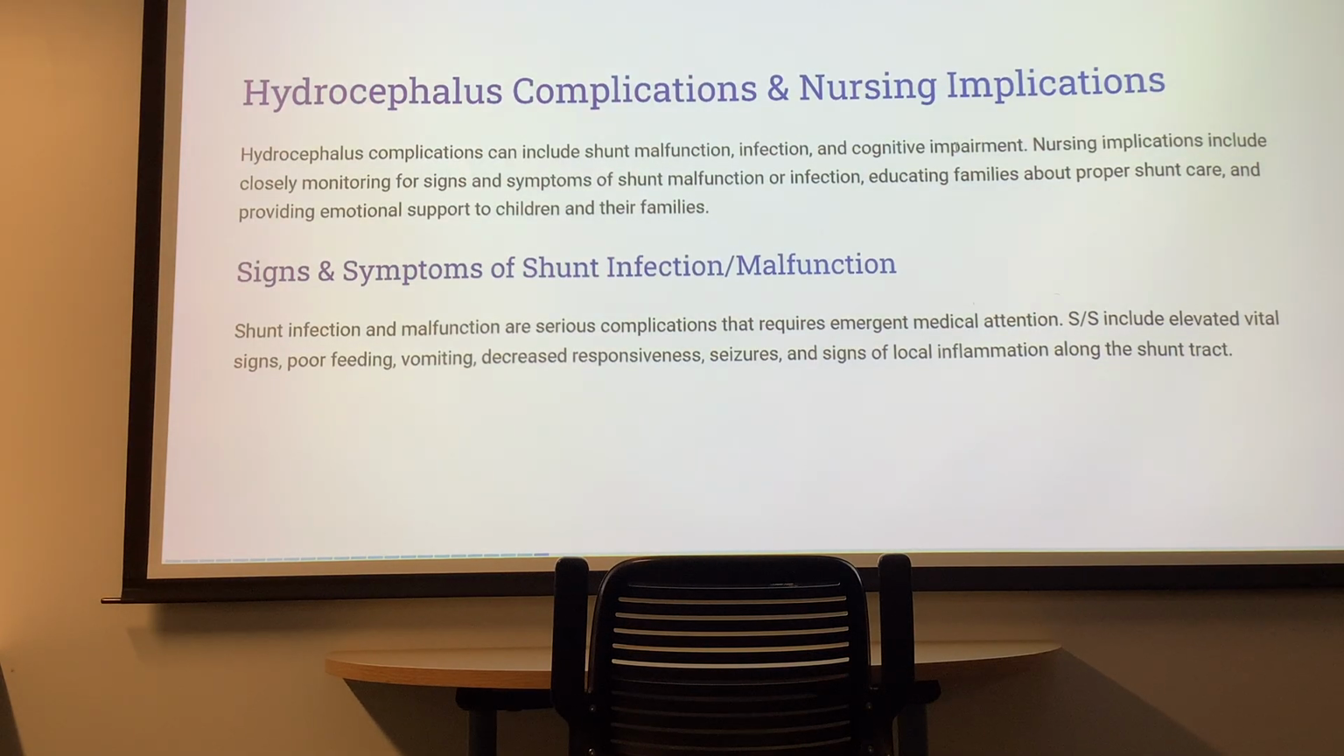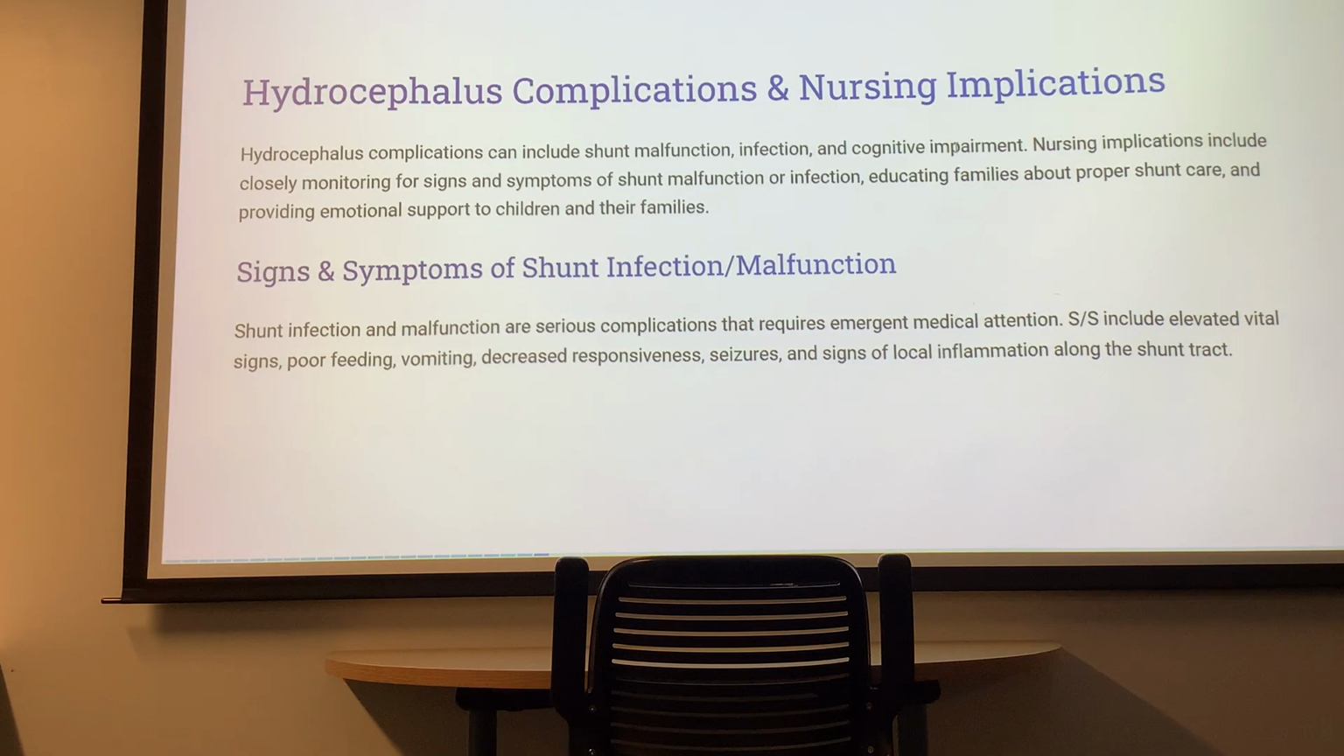Okay. So what are some complications that you're gonna see? What's the biggest complication that would happen with someone who has a ventricular shunt? Okay, infection, that is a big one. Not the one I was going for, but that is a big one. Increase in ICP, why? Because the shunt's not working.